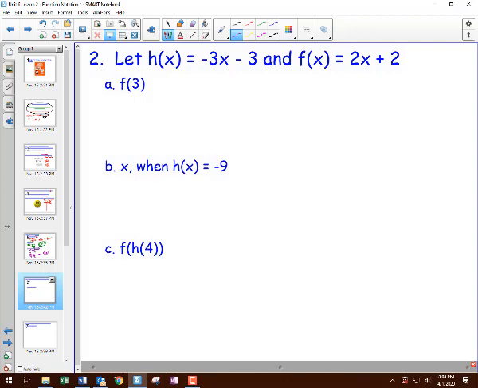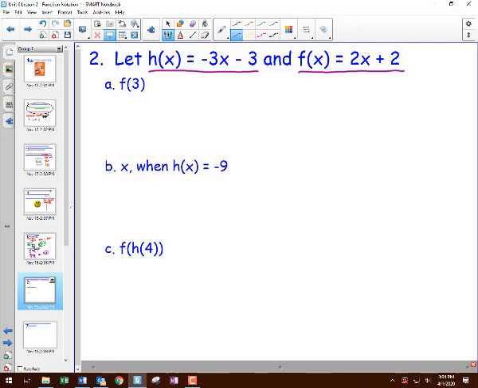Okay, so now in this example we have two different equations. When it talks about doing anything with an f, we'll use this equation over here, 2x plus 2. When it talks about anything with an h, then we'll have to use this equation, negative 3x minus 3.